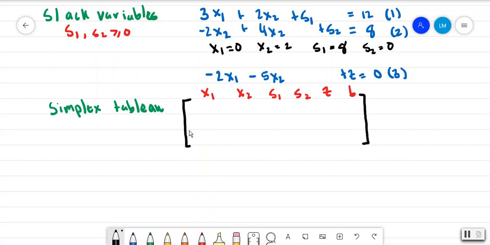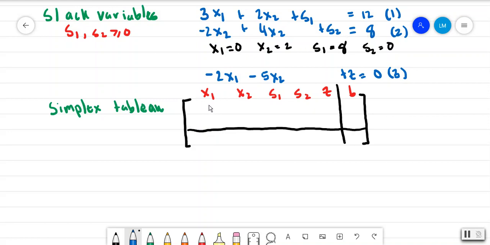And then I'm going to go ahead and just draw a line along here. This is to separate the constraints from the objective function. And then I'm going to draw a line right here to represent the equal sign. Okay, so again, basically all that we're doing is we're just accounting for the coefficients of your equations.